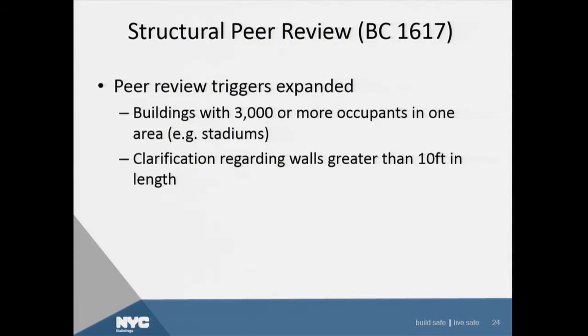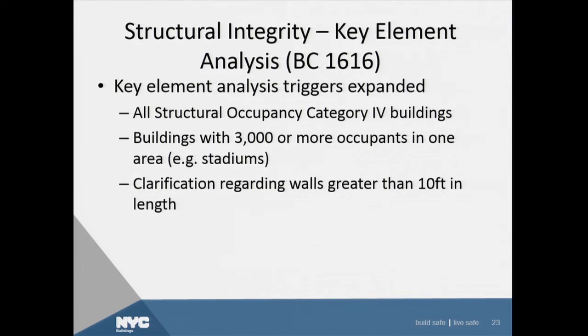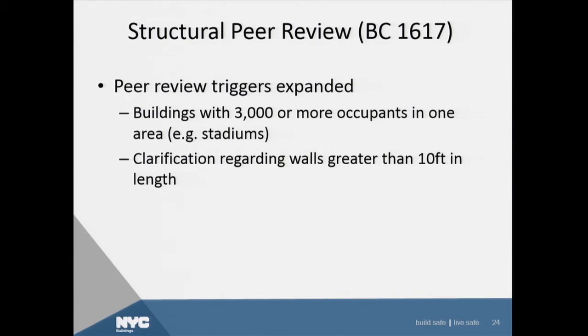Okay. At the same time, this is again a 2008 code enhancement that was expanded. The structural peer review requirements were expanded, similar to what was done in key element analysis, but not exactly the same. Buildings with 3,000 or more occupants were added to the peer review trigger, but you'll notice the category 4 buildings were not added to the peer review trigger. Okay. And the same clarification with regards to walls greater than 10 feet in length not being considered key elements came into play. Okay.